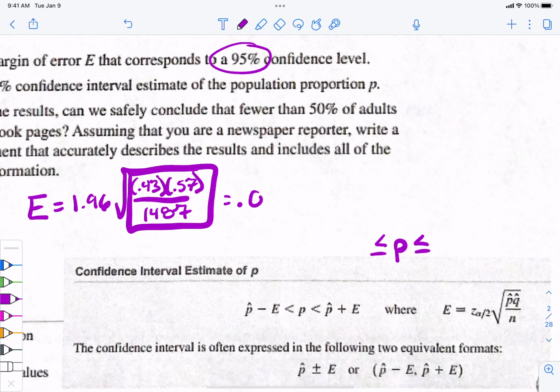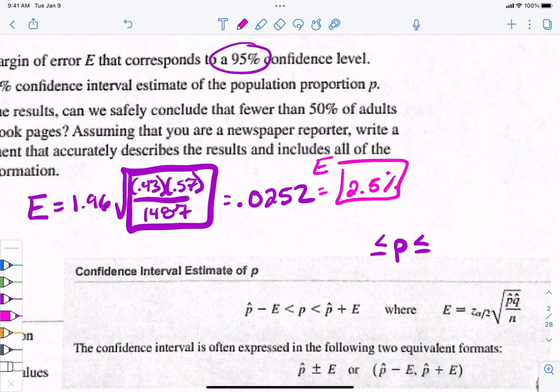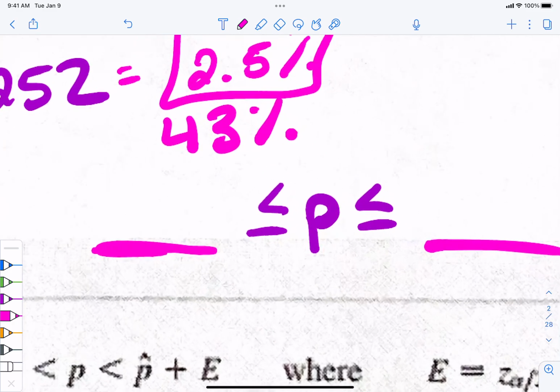0.0252. Okay? All right, what is that as a percent? 2.5% we'll say. That is my error. That's my margin of error. So, what percent of people had Facebook? 43% had Facebook. Well, we're saying that number could be off by as much as 2.5% on either side of 43%. So the actual P for the population is going to live between what two numbers?